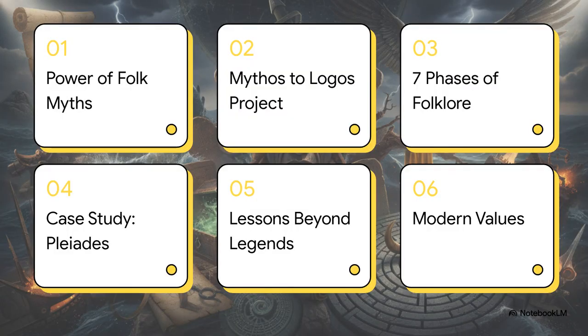All right, let's take a quick look at the roadmap for today. We're going to start with the power of folk myths, look at the actual Mythos to Logos project, walk through its 7 phases of folklore, and then do a deep dive case study on the Pleiades. After that, we'll unpack the lessons beyond the legends, and finally, look at the modern values we can pull from these ancient tales. Let's get into it.